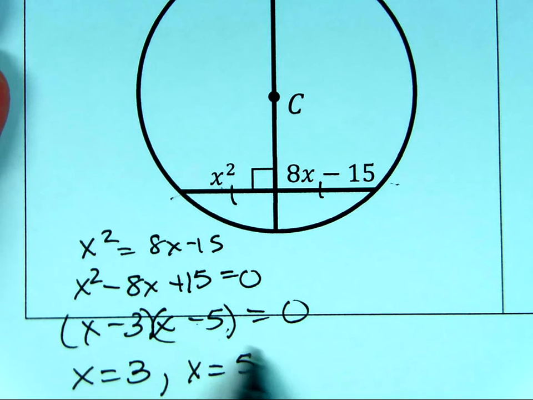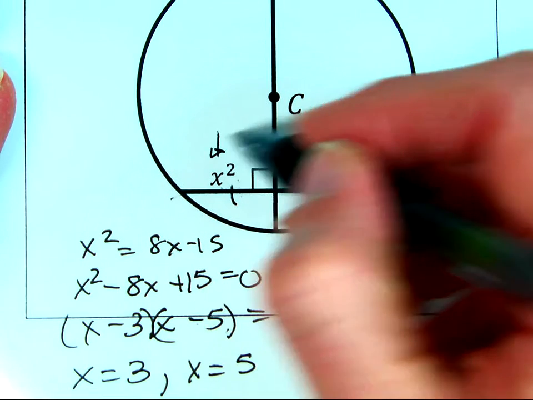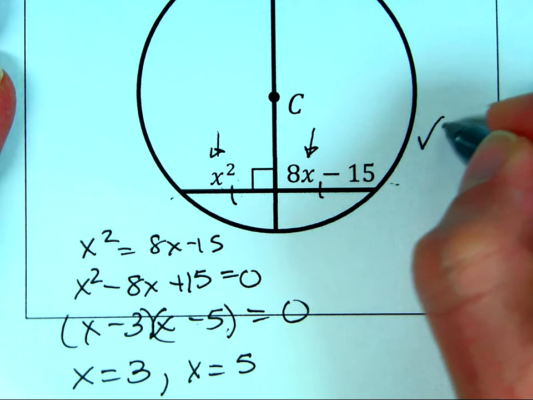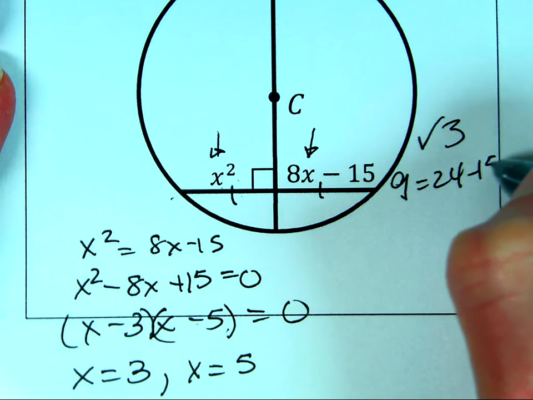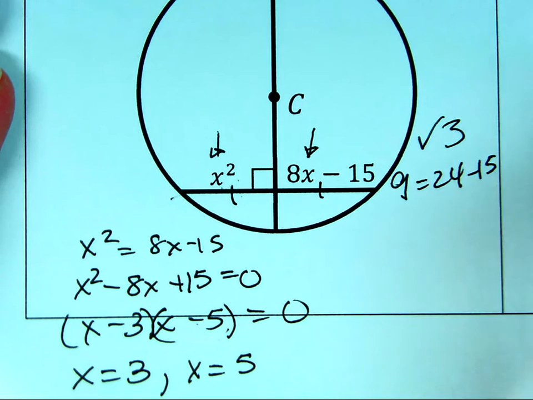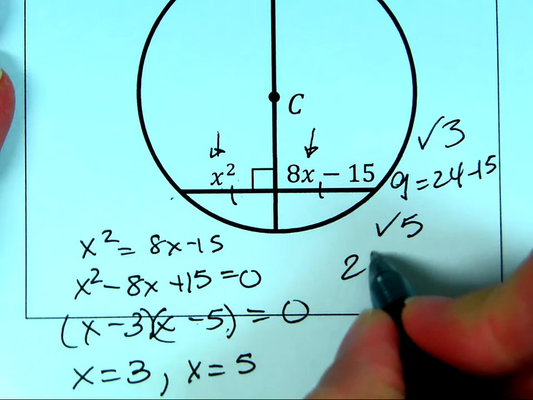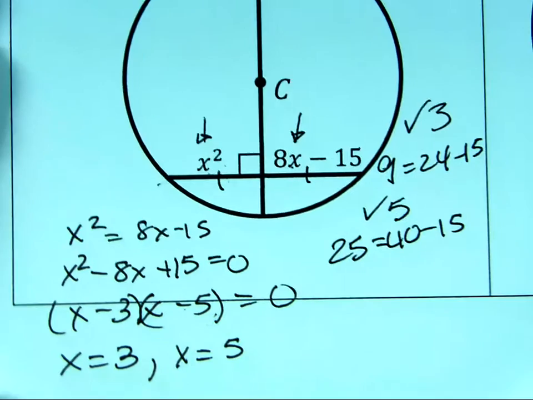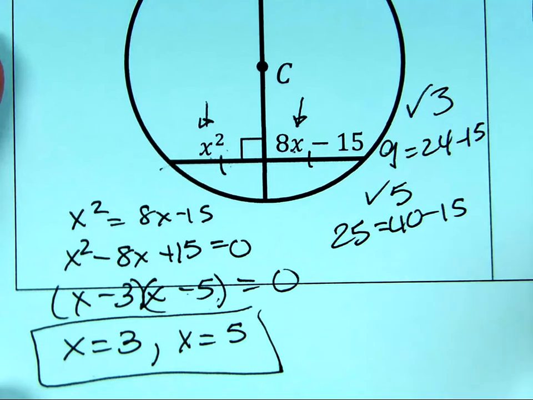Then I should always check. When I solve a quadratic equation and I get two answers, I should always check to make sure it works. So I plug 3 in for both x's. I get 3 squared, which is 9, and then 24 minus 15, which is 9, so that checks. Now I need to check the 5. 5 would give me 25 equals 40 minus 15 when I plug a 5 in for both x's. And there again, it works. So yes, indeed, I have two answers, and they are 3 and 5.